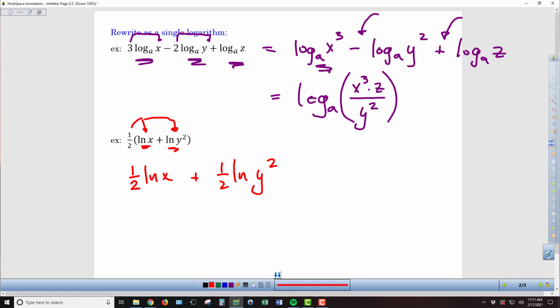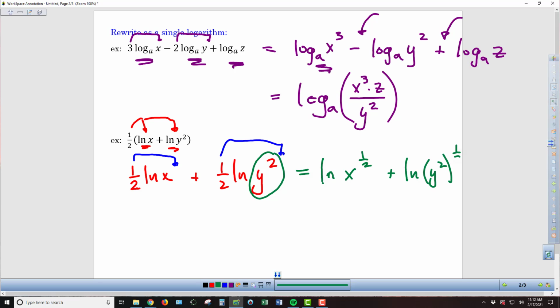So now I'm going to take these 1/2s and move them inwards as exponents on what's on the inside. So we'll have the natural log of x to the 1/2, and then plus, if I move that 1/2 exponent inside, it's going to be raising this y squared to the 1/2 power. So we're going to have natural log of y squared to the 1/2. So if we work on this piece over here a little bit, I'll leave the natural log of x to the 1/2 alone for now.